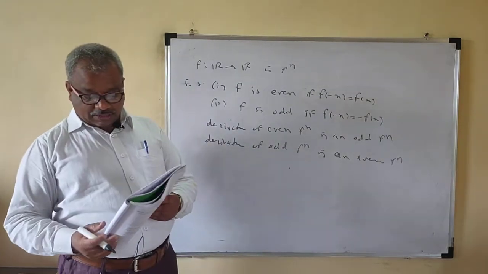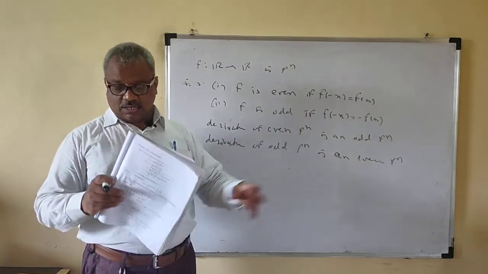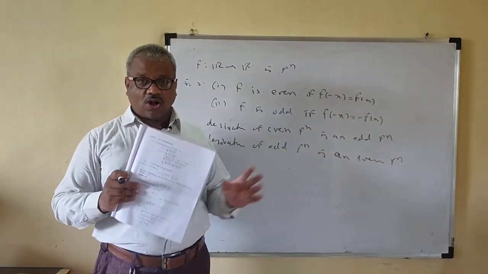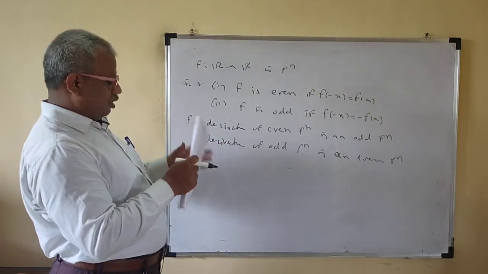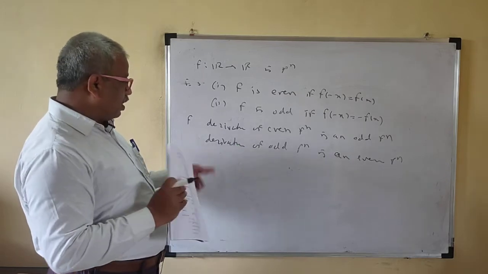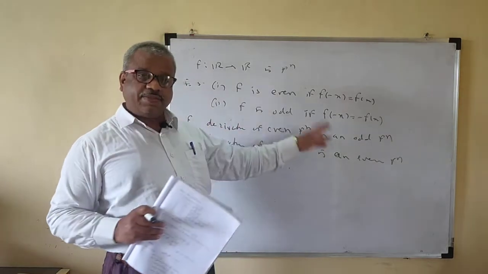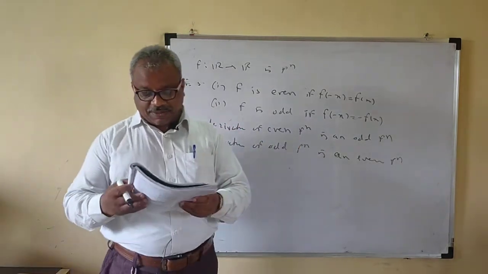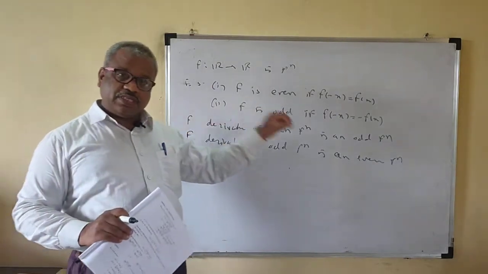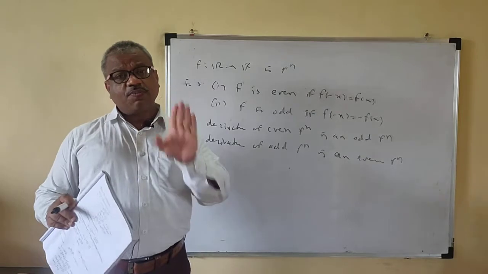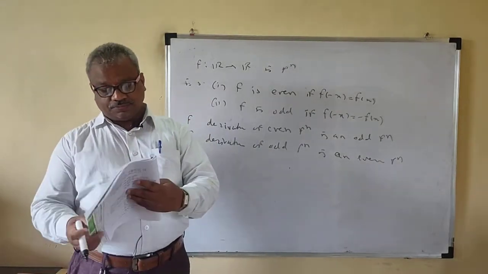Okay. So remember this. If f is a differentiable even function, then its derivative is an odd function, so f prime is odd. Okay. So if f is a differentiable odd function, then f prime is an even function. Note that. That means the derivative of an even function is an odd function, and the derivative of an odd function is an even function. So note this.